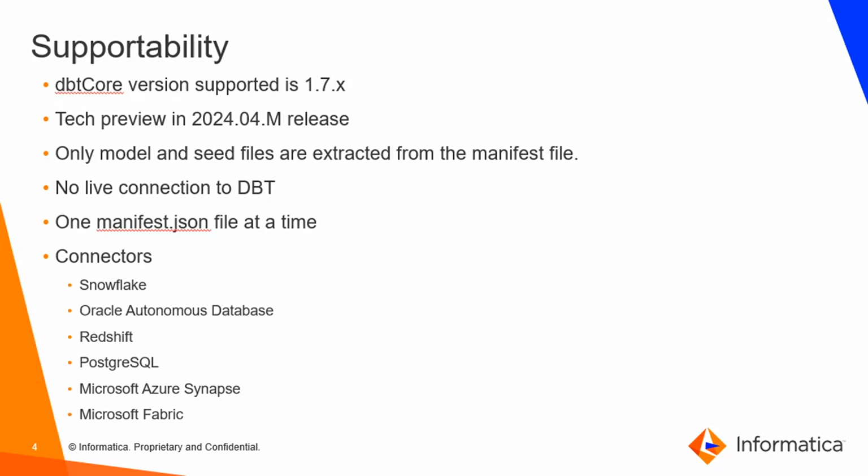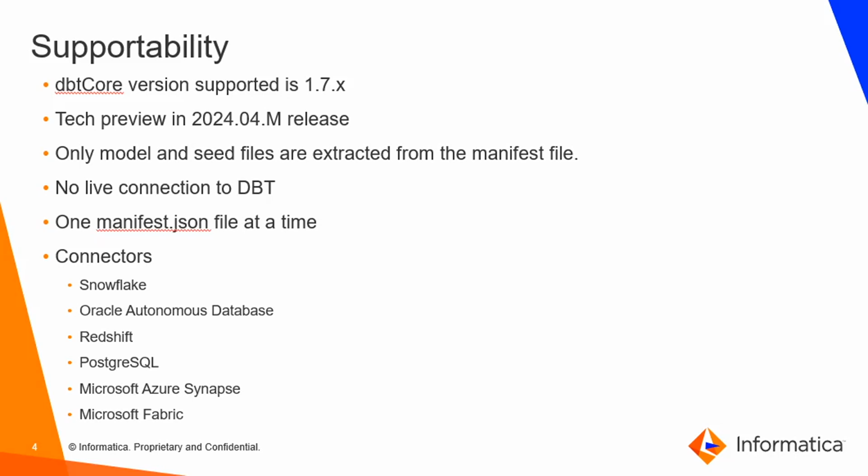Moving on to the next slide, supportability. As of the 2024-04 version, the DBT core version supported is 1.7 onwards, and only tech preview is supported in this version. Once you start the scanner, you'll be able to extract only the model and the seed file from the manifest file we upload to the secure agent, and there is no live connection to DBT.